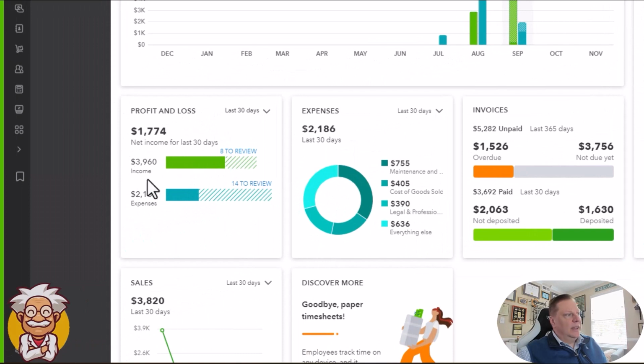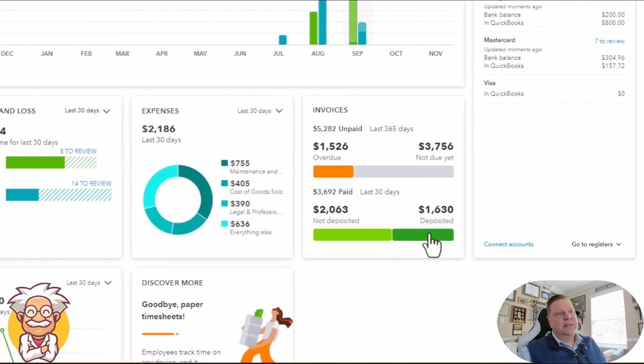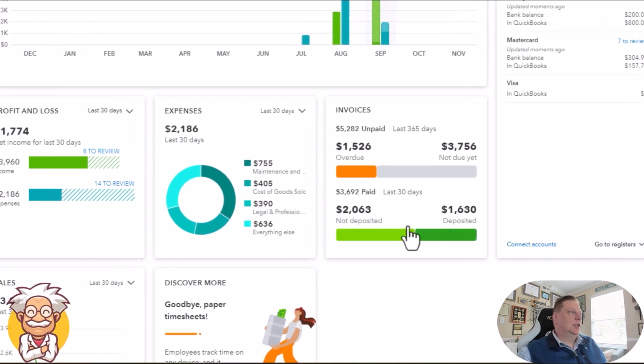Let's go ahead and look at this next section of boxes here. You can quickly get to your profit and loss. Tells you right away in the last 30 days how much income you're bringing in, how much expenses are going out. Notice here it tells you that there are 8 to review, 14 to review, which means they are sitting on the bank feed, and so they're not quite counted yet because they haven't moved to your register.